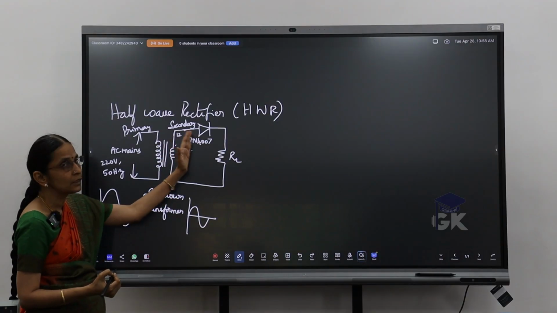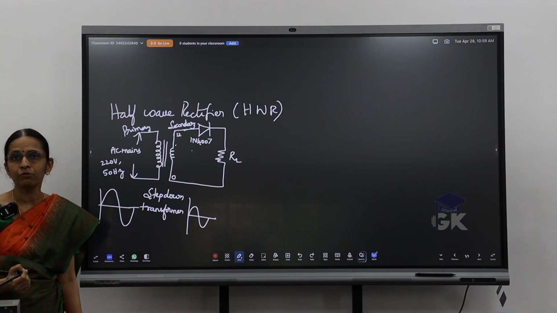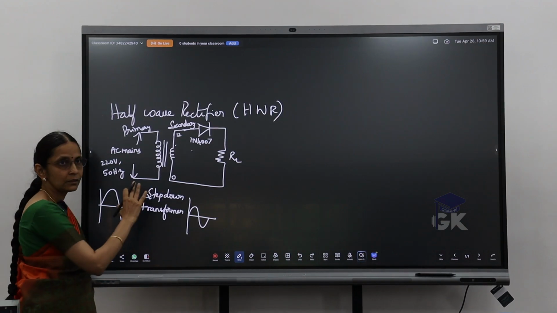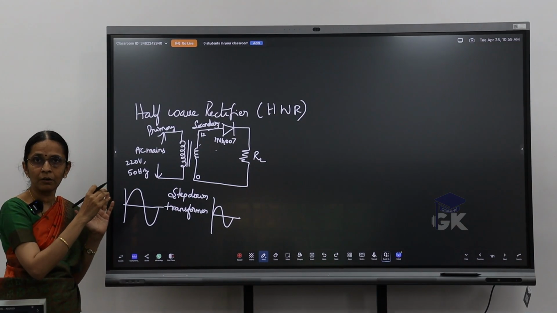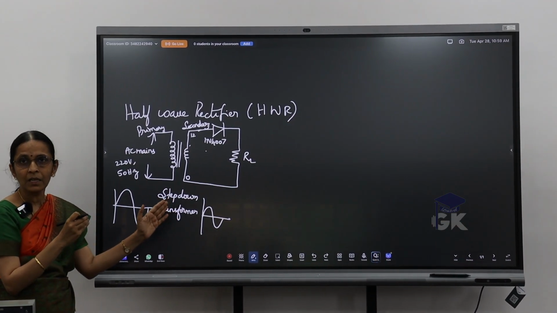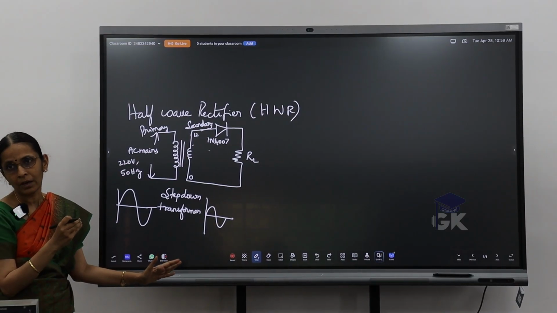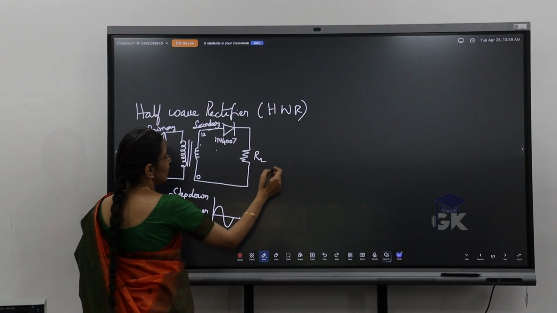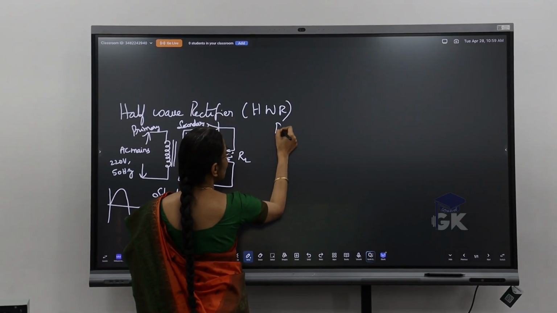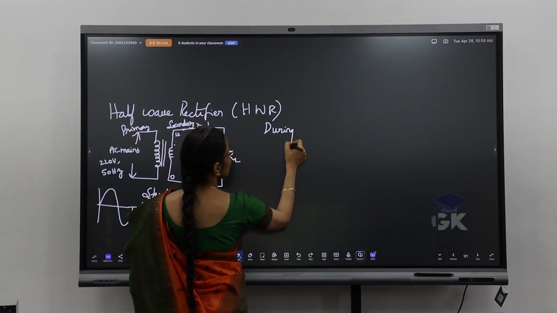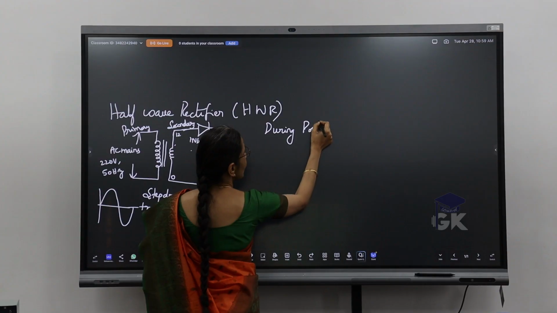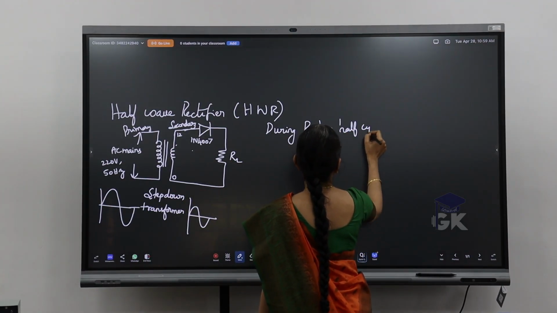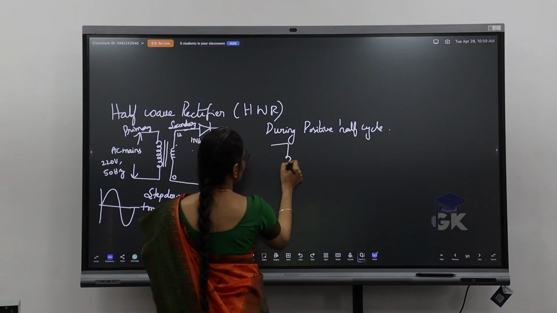Now this is given as an input to my 1N4007, that's my diode. So let's see what happens for the positive half cycle, and what happens for the negative half cycle. So during the positive half cycle, let me draw it once again.